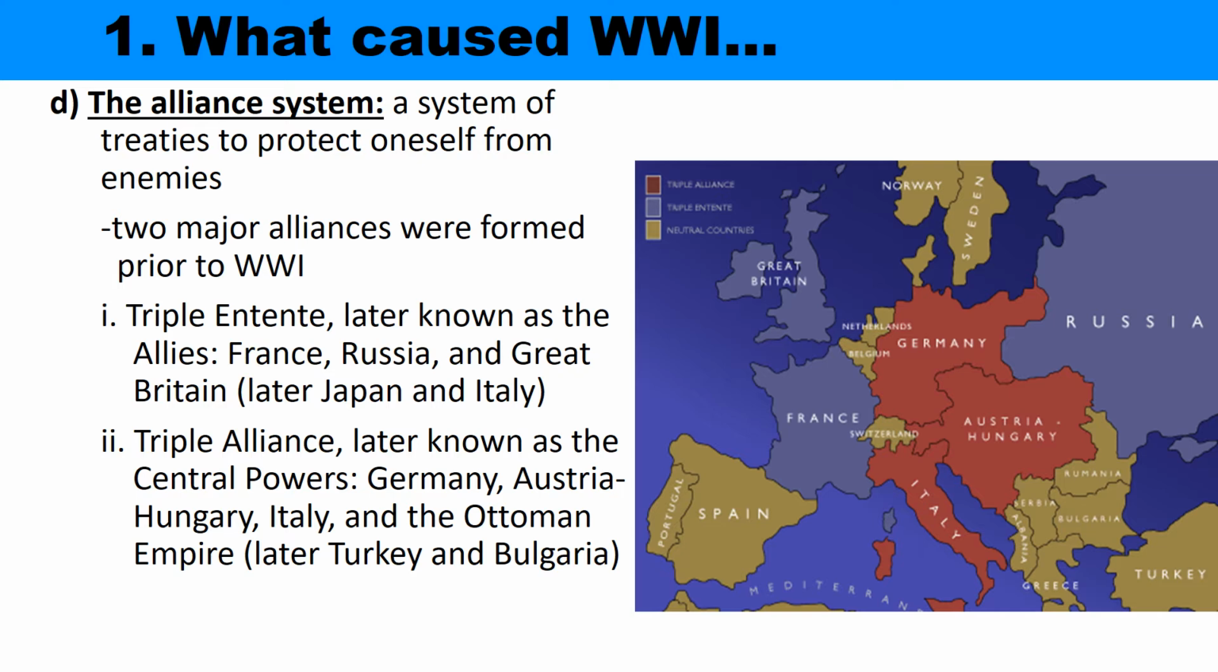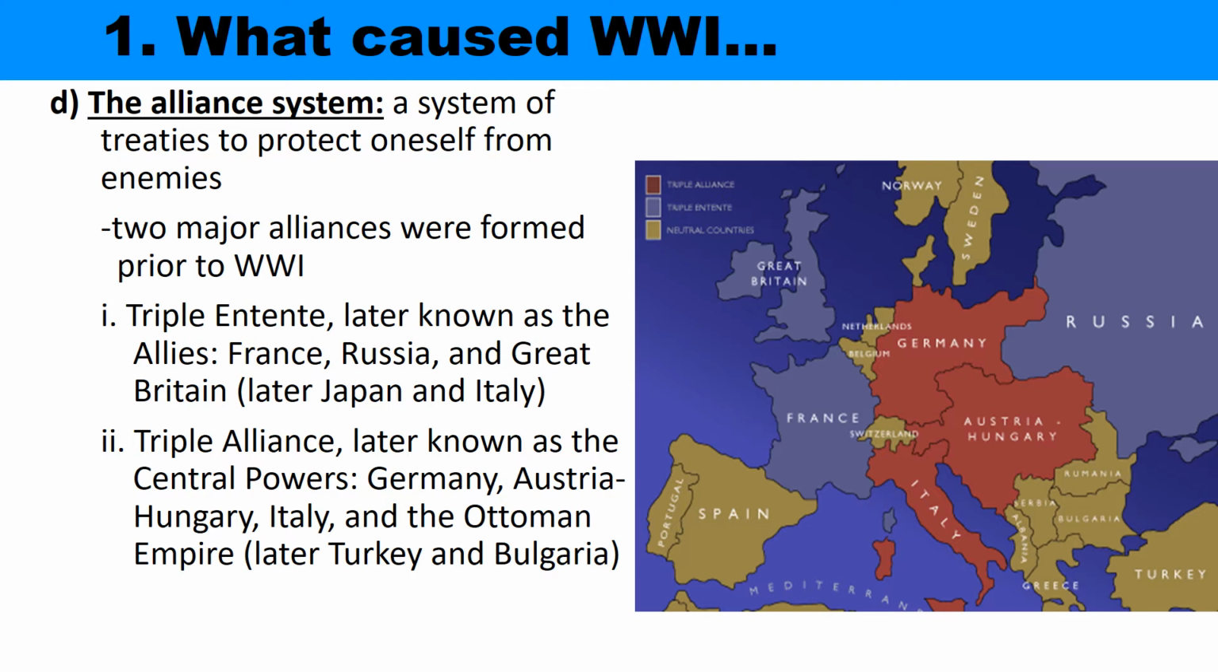And again, that final cause. Remember, we're talking 4 real causes here. Is the alliance system, and the alliance system is a system of treaties to protect oneself from these enemies. And a way to think about treaties is to think about them all from one country to another country, tying themselves with a rope to each other. And when war breaks out in Europe here for World War I, it's as if they all tug on those ropes, and it brings everybody into this war.